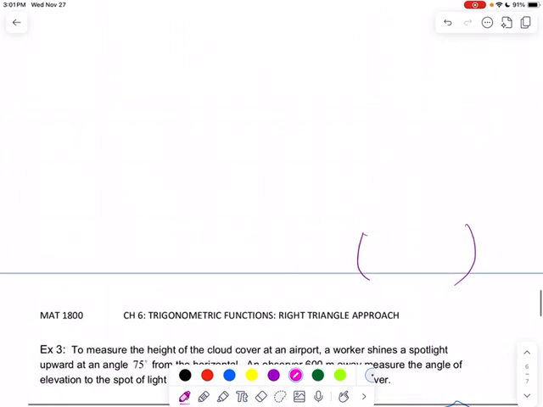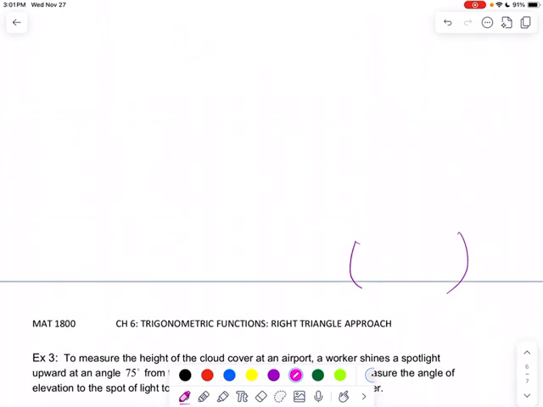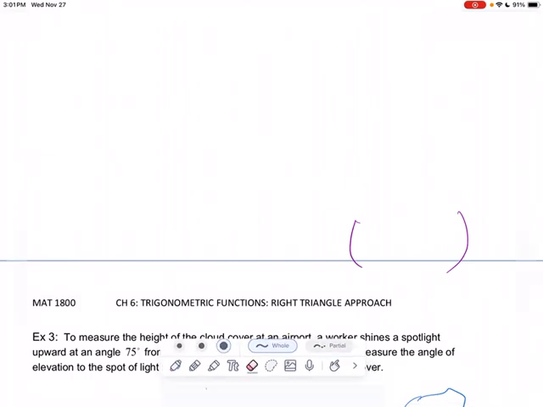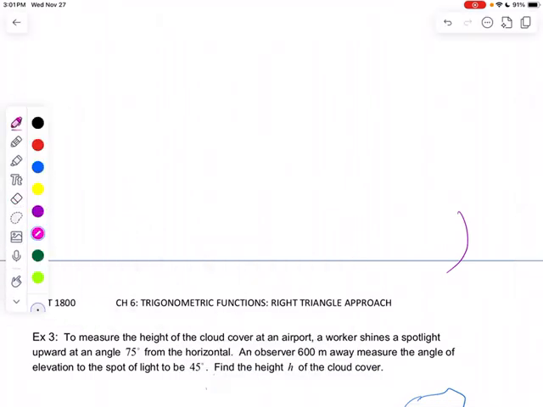Okay, so we are going to look at the next problem, but I need to erase some stuff here.